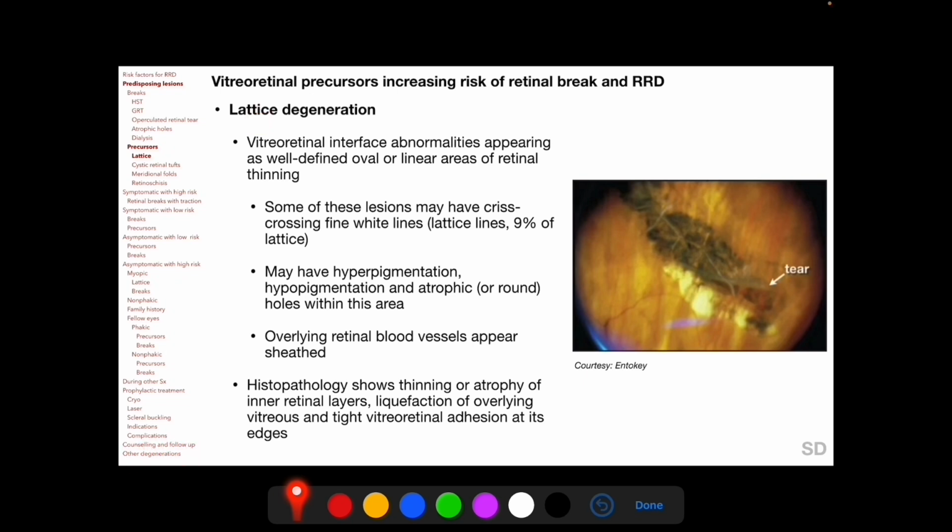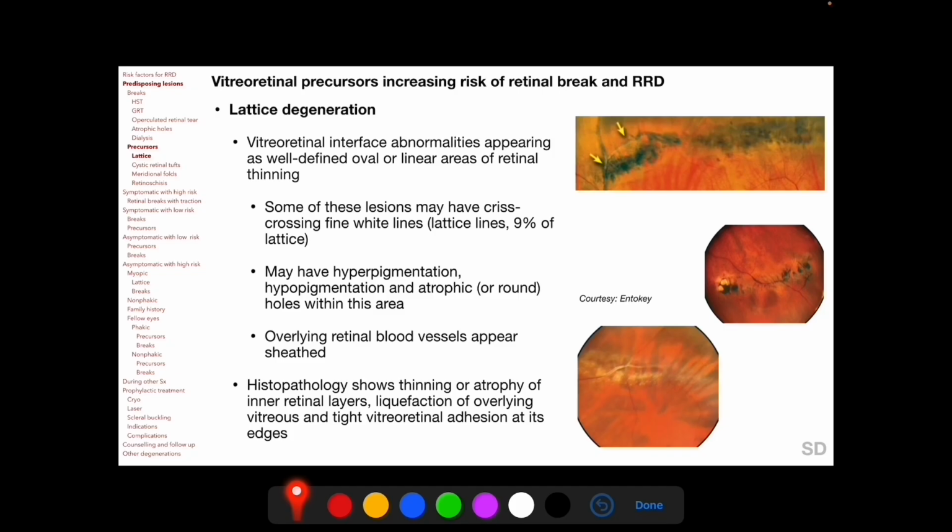Lattice degenerations, as seen here in this clinical photograph, are considered vitreoretinal interface abnormalities appearing as well-defined oval or linear areas of retinal thinning. Some of these lesions may have crisscrossing fine white lines called lattice lines, as seen here in this clinical photograph, from where the name lattice originates.